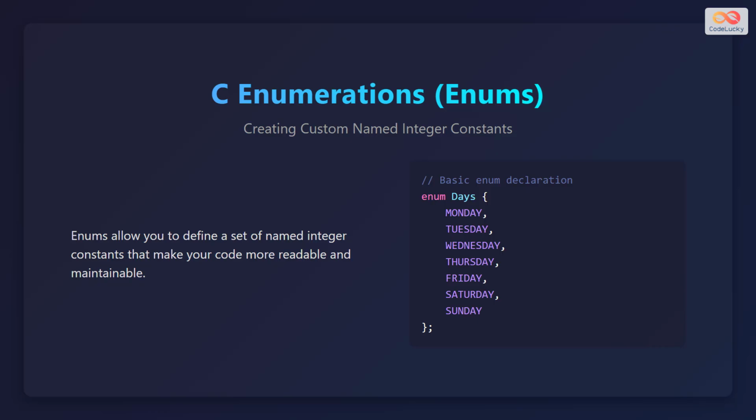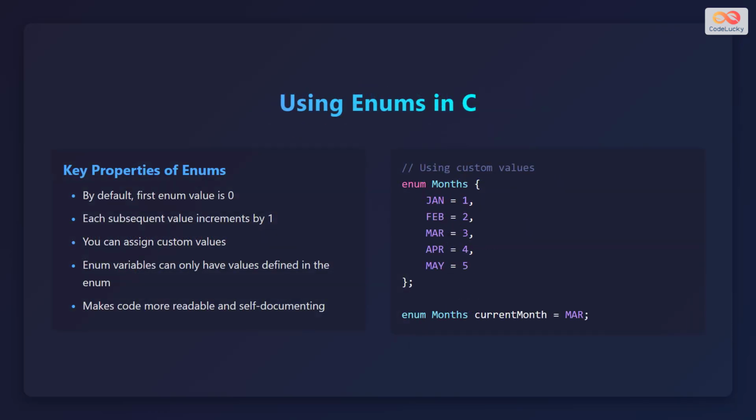We declare an enum called days. Inside this enum, we define a set of named constants: Monday, Tuesday, Wednesday, Thursday, Friday, Saturday, and Sunday. These constants represent the days of the week. Let's explore how to use enums effectively in C.